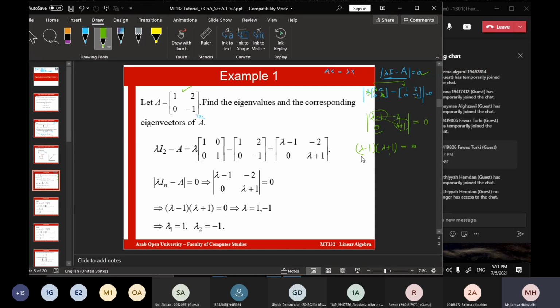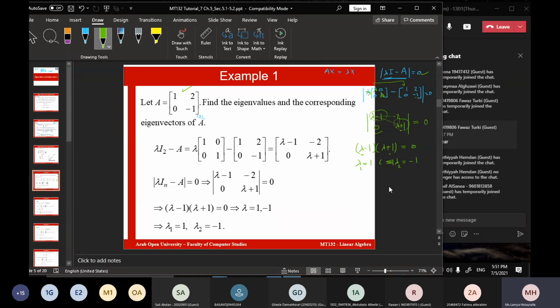What are they? Lambda is equal to 1 or lambda is equal to minus 1. So I have lambda 1 and lambda 2 if you like. Lambda 2 is equal to minus 1. Corresponding to the matrix A, I have two eigenvalues. This is the first eigenvalue and this is the second eigenvalue. Now, for each one of these eigenvalues, there is a corresponding eigenvector.